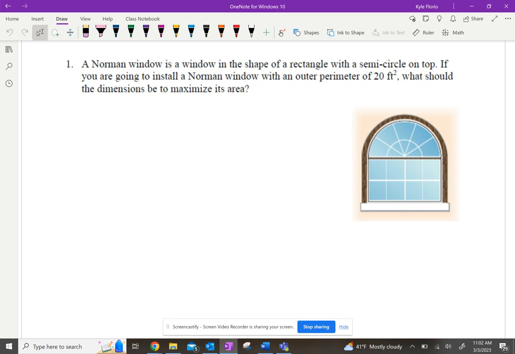We have a Norman window right here. It's a window in the shape of a rectangle with a semicircle on top. If you're going to install a Norman window with an outer perimeter of 20 square feet, what should the dimensions be to maximize the area?